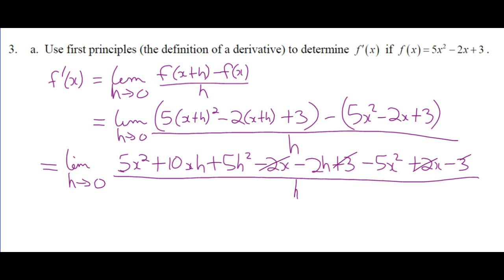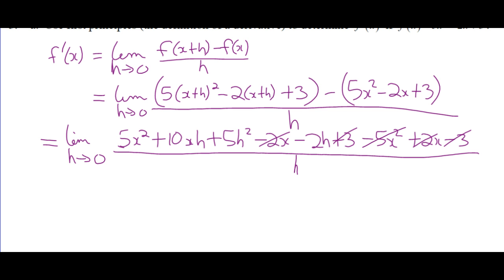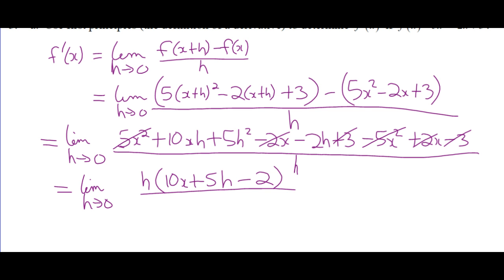Okay, now we know what happens, right? We've seen this pattern before. You've got the minus 2x here and the plus 2x here, and minus 5x squared and 5x squared. All we're left with is terms with an h. So the limit as h approaches 0, factor the h out: we get 10x plus 5h minus 2, over h.